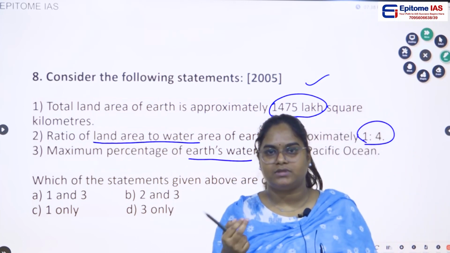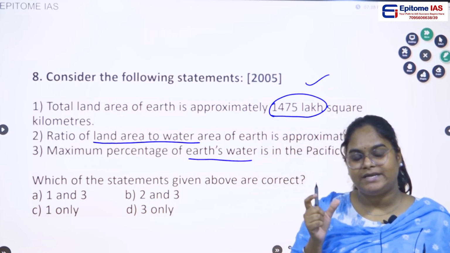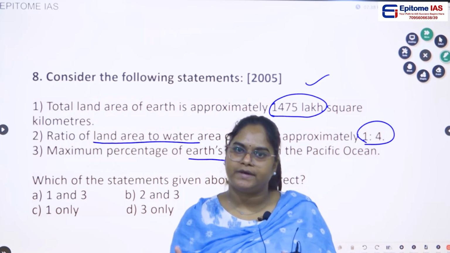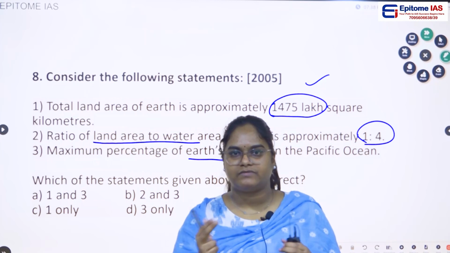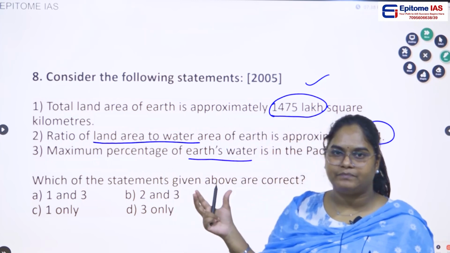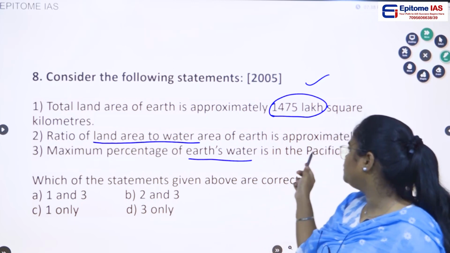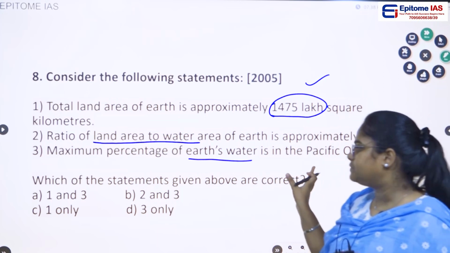At least we know the percentage. Nearly 71% of Earth's surface is covered with water, and nearly 29% of Earth's surface is the land area. And if you see the ratio, it will definitely not be 1:4. This thing we know. So we can eliminate this option.